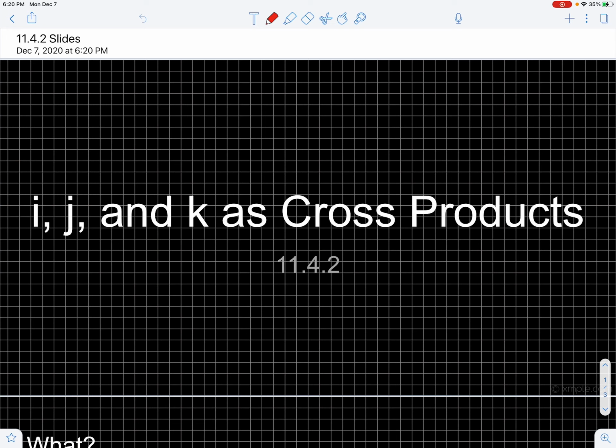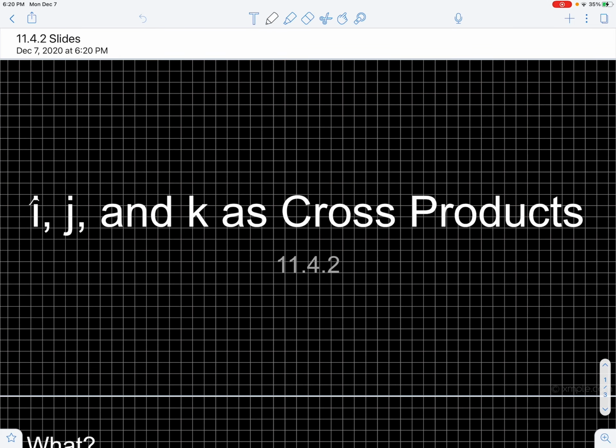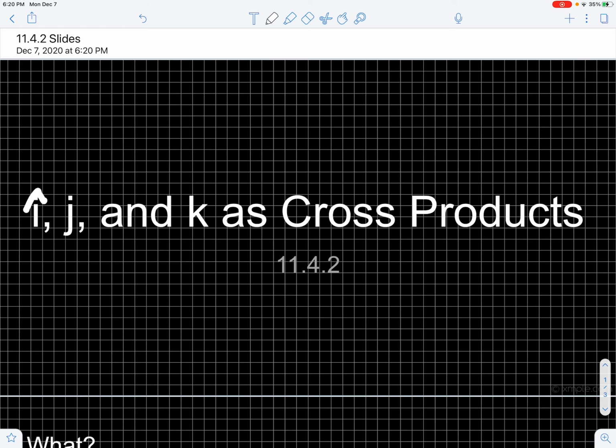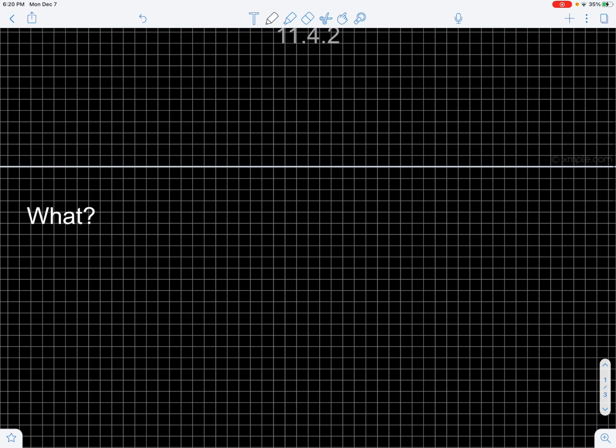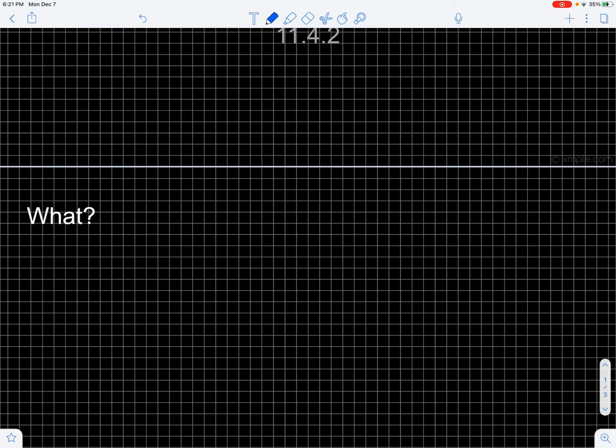Today we are going to be talking about the vectors i hat, j hat, and k hat as cross products of each other. Put the little hats on there. Can't really put hats on in the text editor I use. There we go. All right. Now, what on earth did I just say?